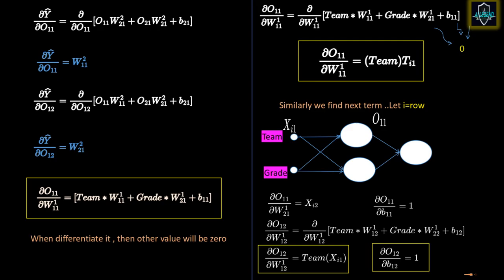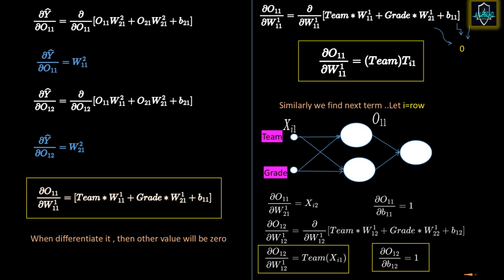Similarly, ∂y/∂O12 will do the same thing, and what we are getting is W221. Now next, ∂O11/∂W111. That is x times W111 plus y times W121 plus the bias B11. When differentiated, the other values will be 0.